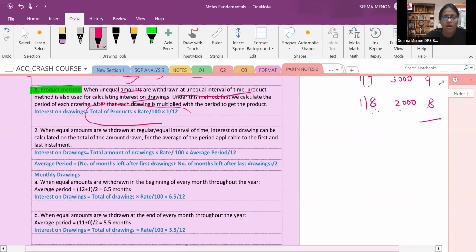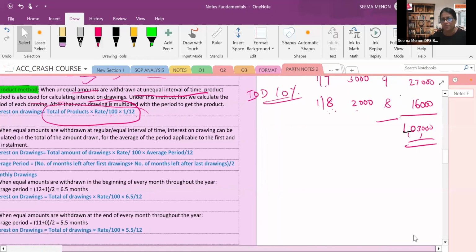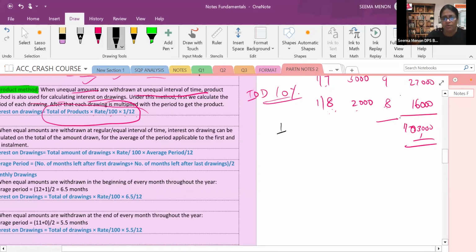This is the formula: Total product into R/100 into 1/12. Our rate of interest on drawing is 10%, for example. How will they find it out? We got 1,03,000 as our total product, right? 1,03,000. Now, children, how to find out interest on drawings?